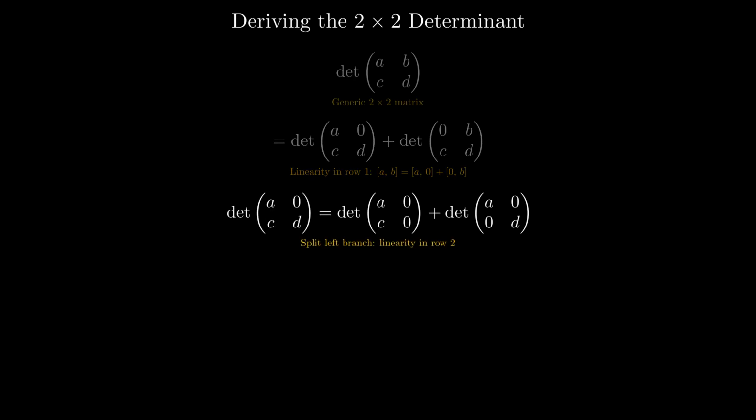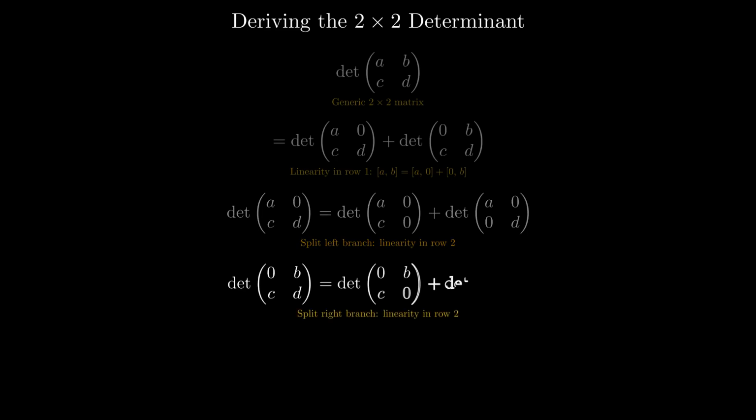Now split each of these by linearity in row 2. The first determinant becomes 2 matrices, one with rows (A, 0) and (C, 0) plus one with rows (A, 0) and (0, D). The second determinant becomes 1 with rows (0, B) and (C, 0) plus 1 with rows (0, B) and (0, D). That gives us 4 matrices total.